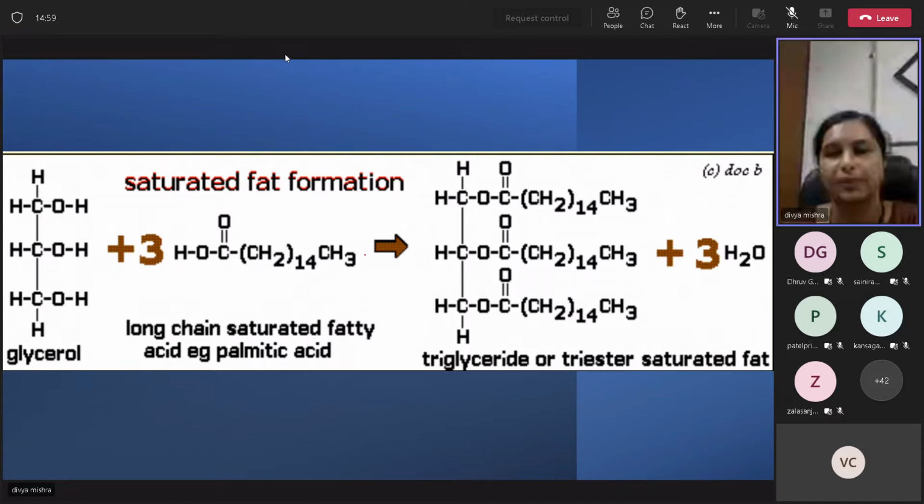So after this addition we will have triglyceride और triester saturated fat. 3 एस्टर है इसके अंदर. ठीक है, so this is triester saturated fat triglyceride plus 3H2O. So this is the formation of the fatty acid.